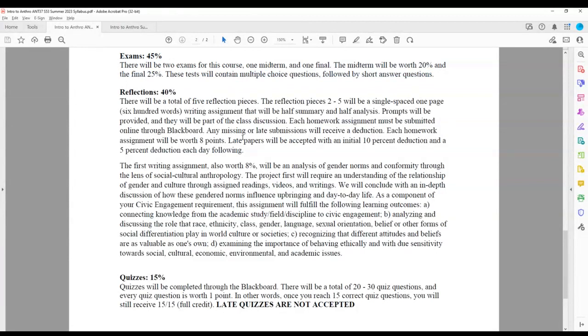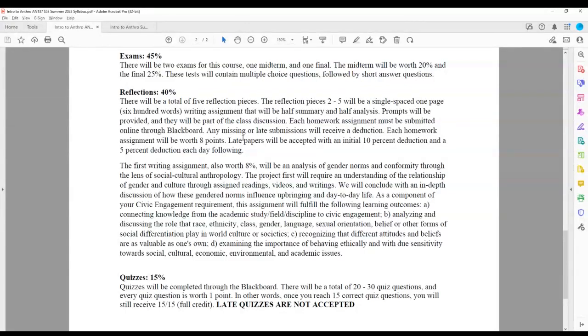Okay. Now let's talk about reflections. So to make this more clear, there are four fields of anthropology that we're going over, right? Archaeology, social cultural, linguistic, and biological anthropology. So those are four, right? There are five reflections in this class.